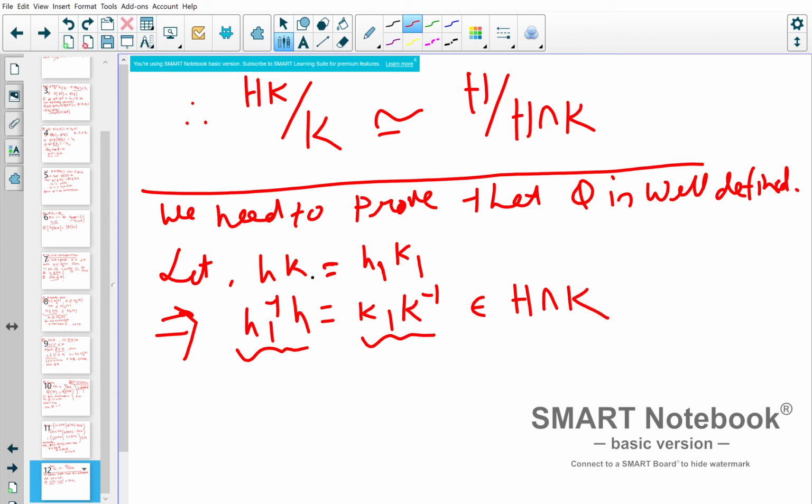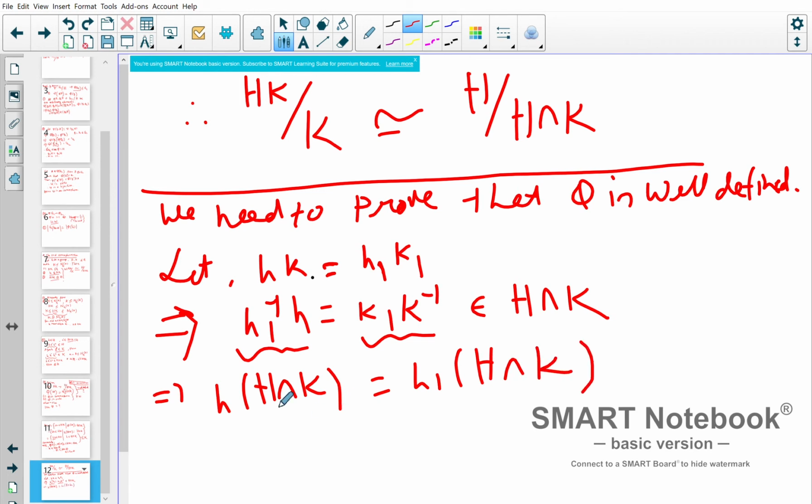Clear? Because h1 inverse h is an element of H. This is closed under the product, but it is also of this form, and hence this is an element of H intersection K, and this implies that h(H intersection K) is equal to h1(H intersection K). But this is what? This is nothing but the image of hk under phi, which is phi of h1k1, and then this is the proof.